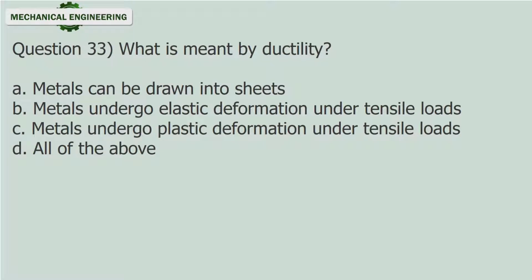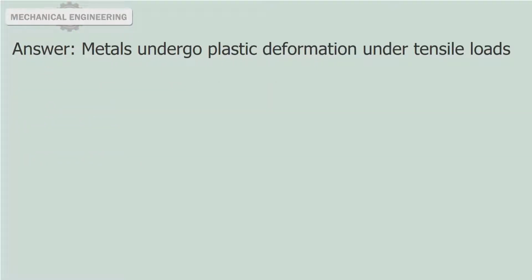Question 33. What is meant by ductility? A. Metals can be drawn into sheets. B. Metals undergo elastic deformation under tensile loads. C. Metals undergo plastic deformation under tensile loads. D. All of the above. Answer: Metals undergo plastic deformation under tensile loads.